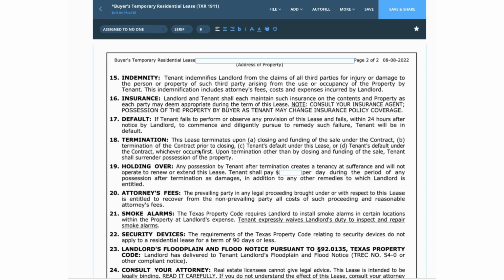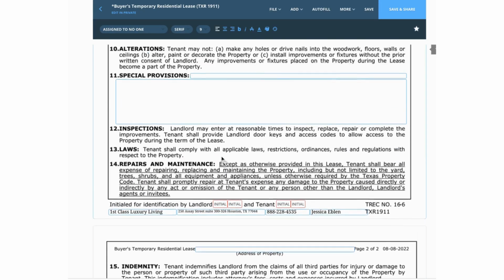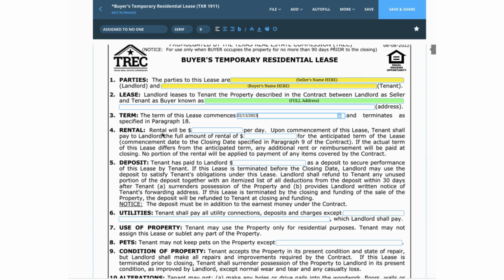This lease terminates upon closing and funding of sale of the contract, or termination of the contract prior to closing, or tenant defaults on the lease, or tenant defaults under the contract, whichever occurs first. Upon termination other than by closing and funding of the sale, tenant shall surrender possession of the property. So it kind of clears that up.